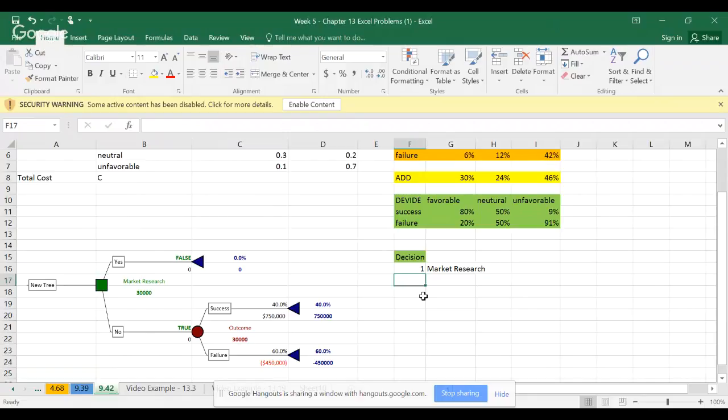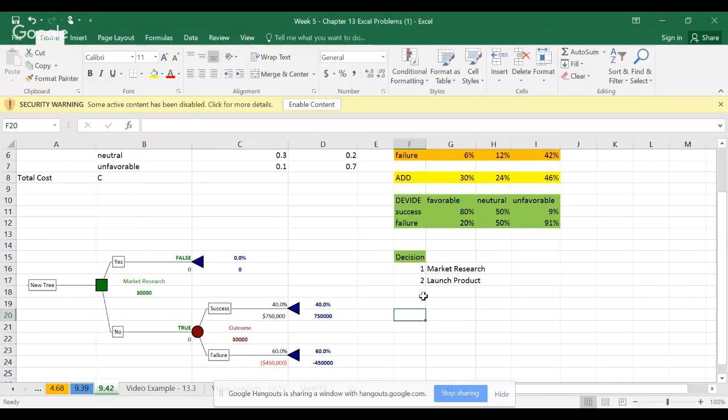I saw a hand over here. To market it or not? Or to launch the product or not? Or sorry, to test the market. Market research or to test the market or not, or to launch the product. Yeah, launch the product. Okay, that's what I was thinking. All right, so market research is one. This is the only other one, so obviously it's going to be two.